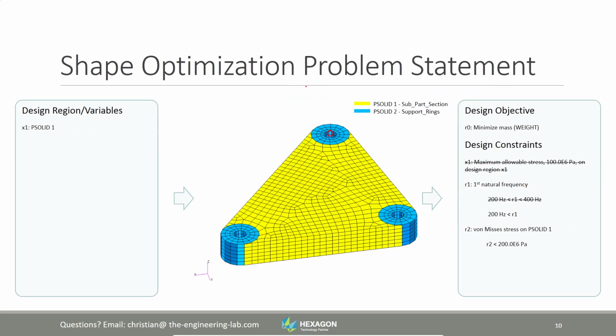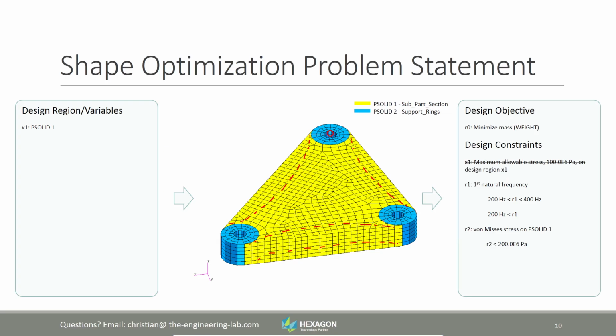Now here on this next slide is the problem statement for the shape optimization scenario. We're going to define one shape region that's going to either contract or expand. These dotted lines represent what the shape looks like when it's being contracted.